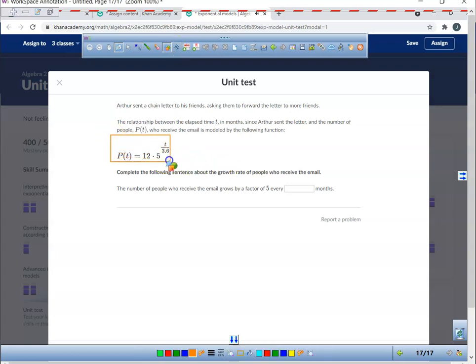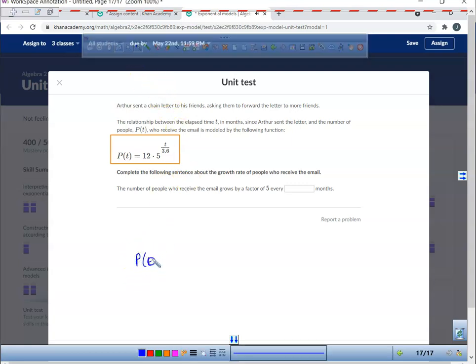Last problem for this particular period. P of t equals 12 times 5 to the power t over 3.6. This is another easy one, because what does t represent? T represents months. Arthur sent a chain letter. Wow, everybody's sending chain letters. All right, so what does this 12 represent? Our A value. What does the 5 represent? That's the B value.